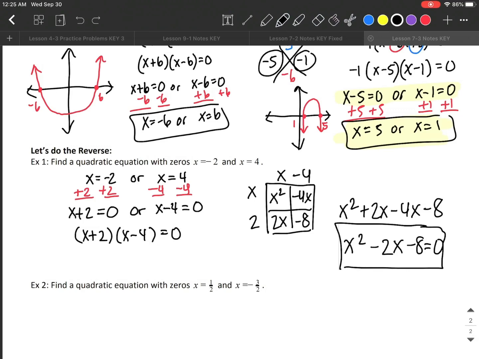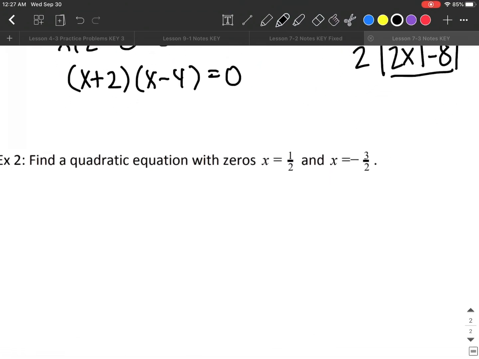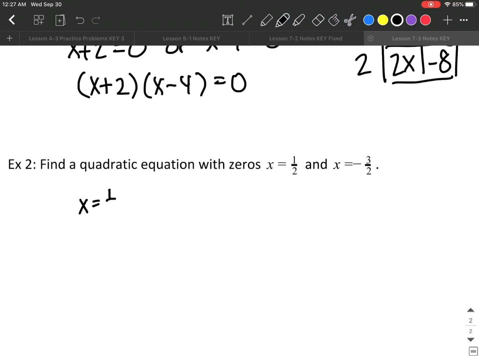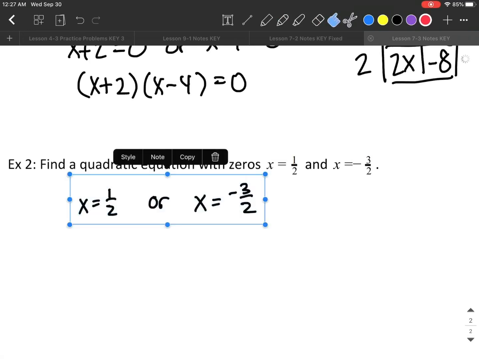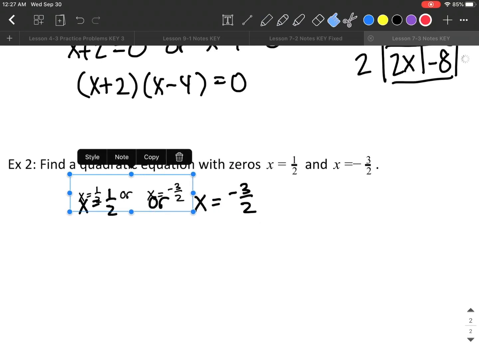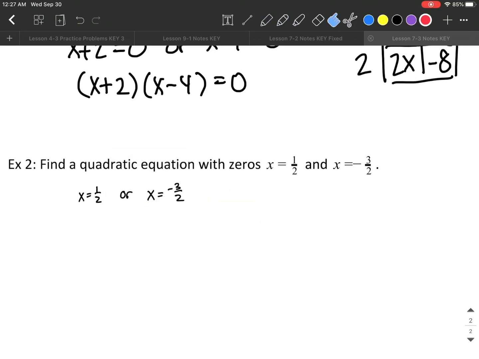Set equal to 0. All right, for example 2, I have x is equal to 1/2 or x is equal to negative 3/2. First thing I'm going to do, I wrote that too big. Can I make this smaller? Yes, I can. Woohoo! Sweet. Okay. So I have x is equal to 1/2 or x is equal to negative 3/2.